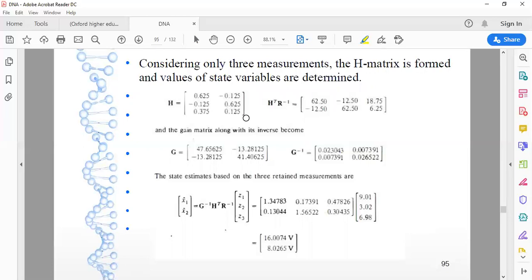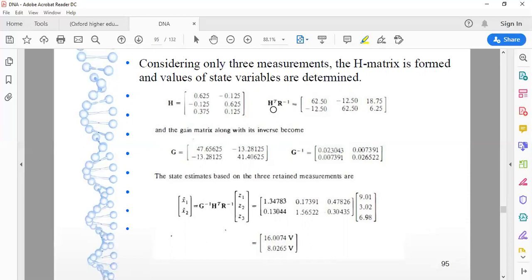So over here, once again, considering the matrix, this will be m cross n. So this will be 3 cross 2. Now we have already removed the fourth measurement variable. So now we have m equal to 3 and n equal to 2. So the matrix size of H is m cross n, so it is 3 cross 2.